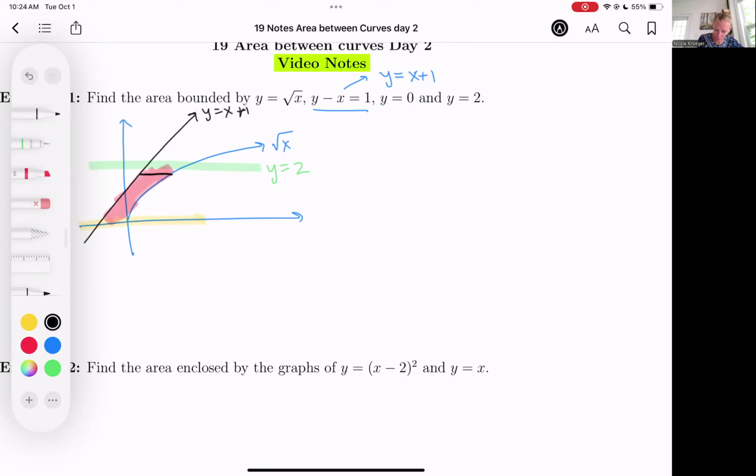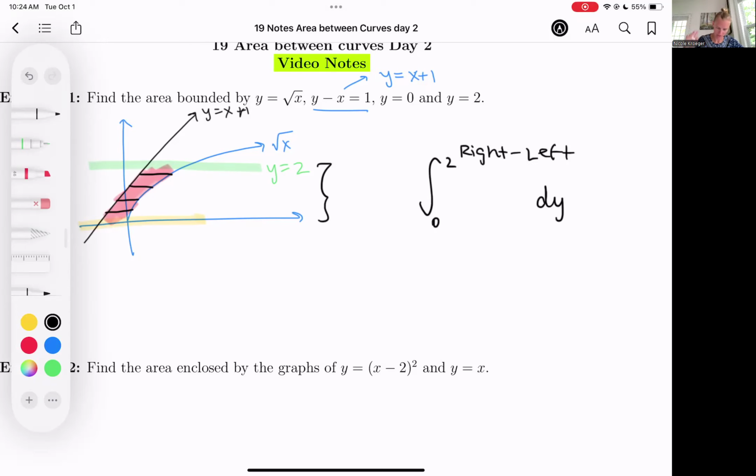If we do things in terms of y, every time I draw a line segment, the right function's the square root, the left function's the line. And so it would be better to do this in terms of y. So we're going to have a dy at the end. My y bounds are going to go from 0 to 2 because those are the range of y values. So I should do right function minus left function.